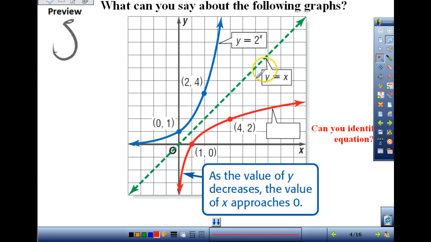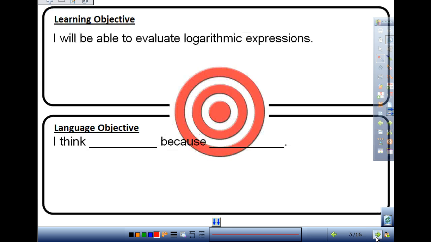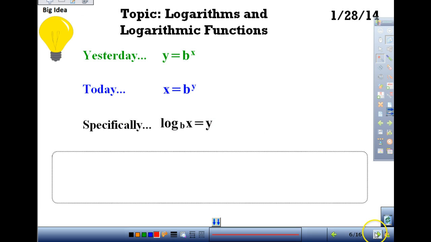Okay, so here's where we're going to go today. So we have an equation such as y equals 2 to the x. How do we find the inverse of that? That would look like the mirror image, just like a parabola and a square root function are mirror images. How do we take this equation, y equals 2 to the x power, switch x and y, and solve for y? Same process.